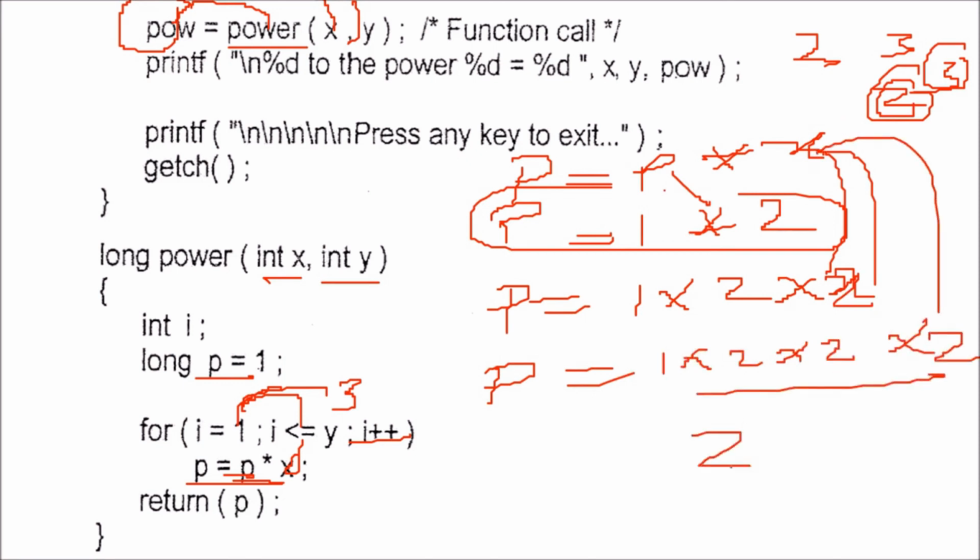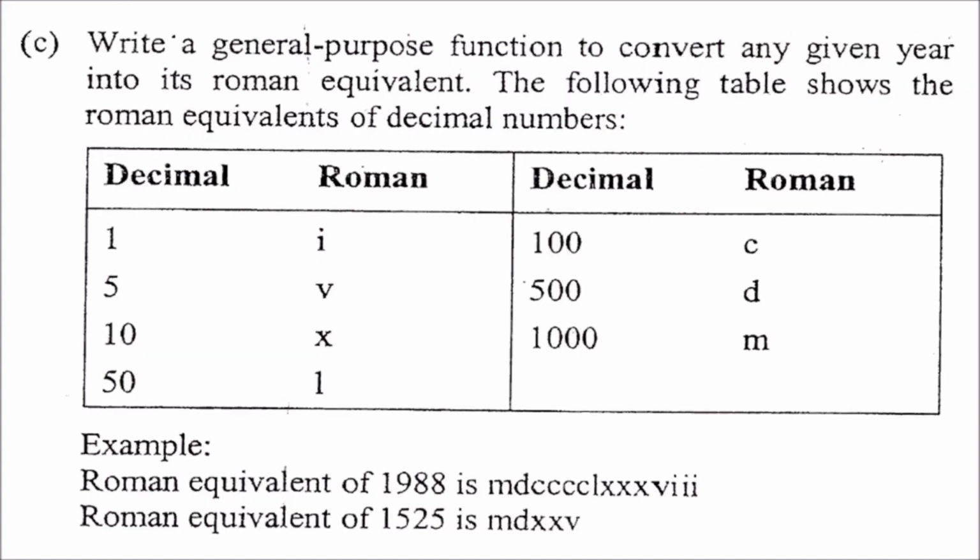So 2 will be multiplied 3 times, this is 2 to the power 3, and this is the return value which will be printed here. Write a general purpose function to convert any given year into its Roman equivalent. This is the table showing the Roman equivalent of decimal numbers. See, this 1988, how can I write it?